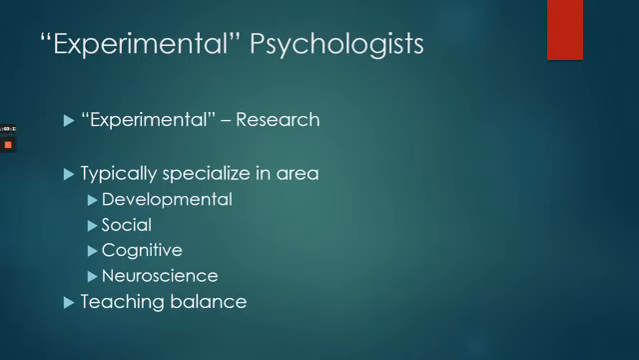I think your textbook talks about experimental psychologists. It's just saying research psychologist. And in psychology, people tend to specialize. So you have people who do research on development, on social situations, on how people think, cognitive psychology, neuroscience. There are all of these types of research. An experimental psychologist will typically work in a college or university, so they're also doing teaching.